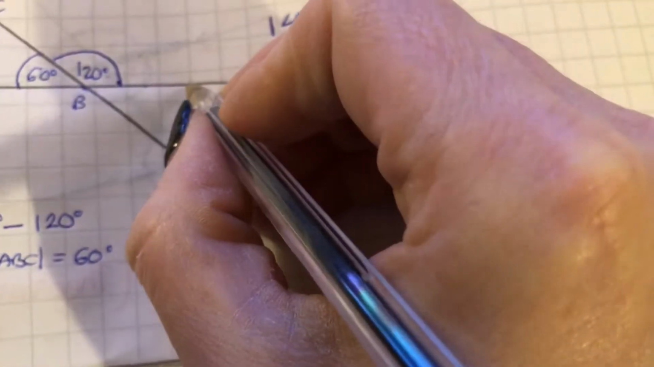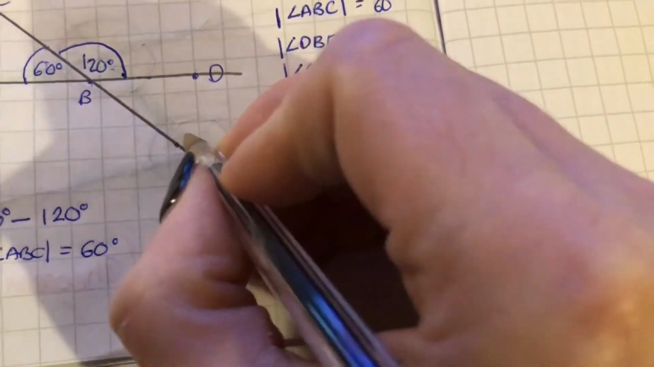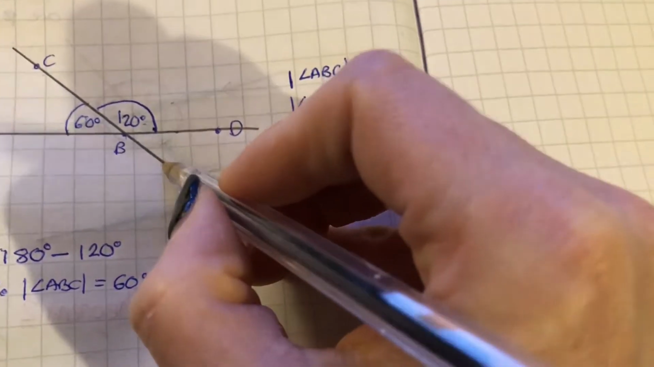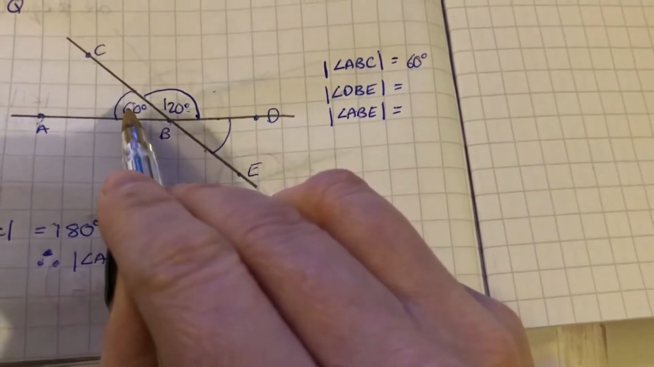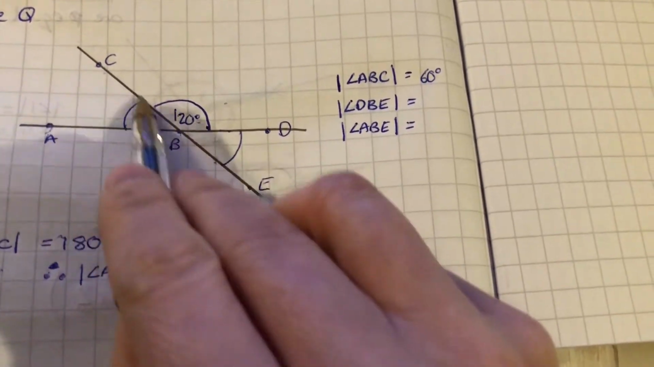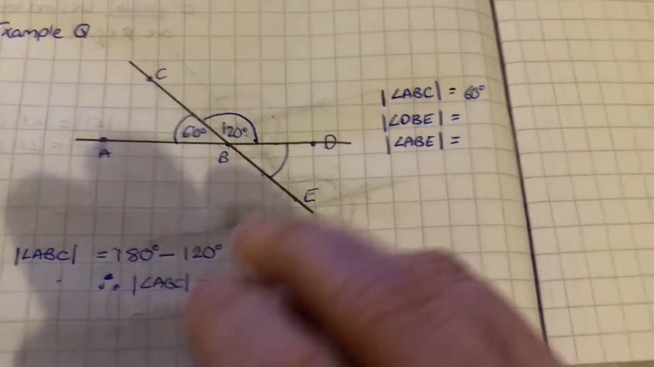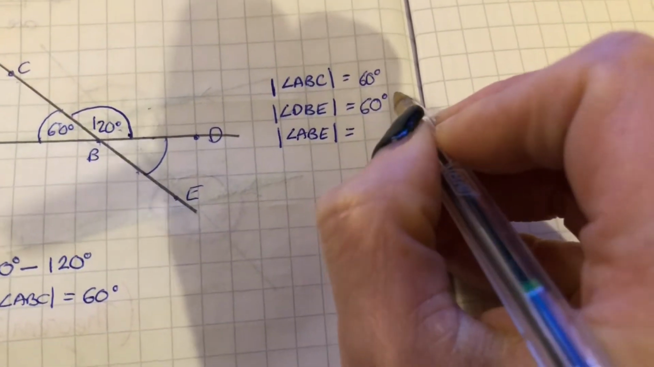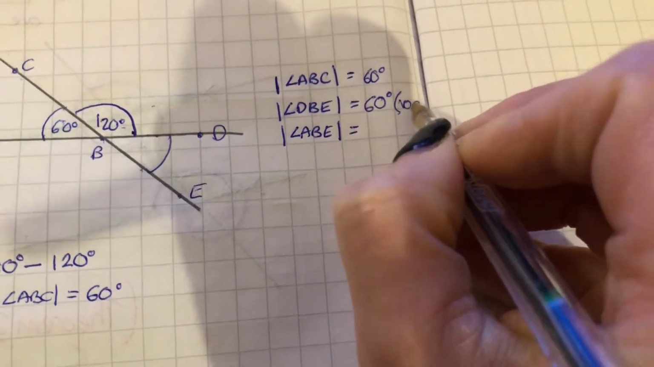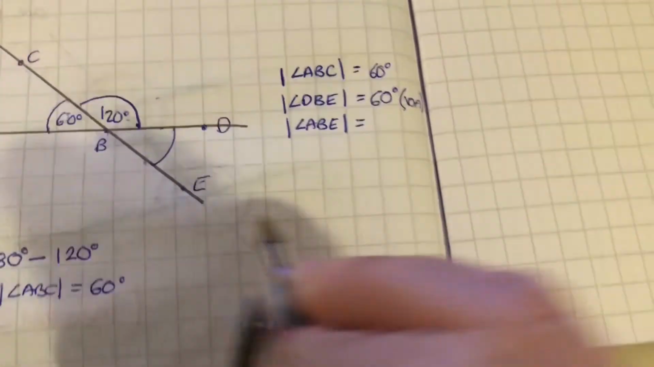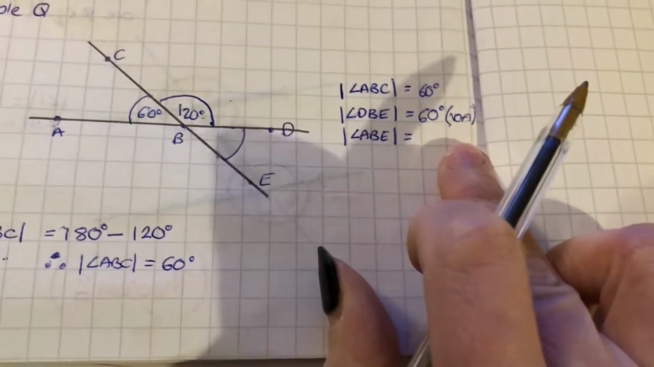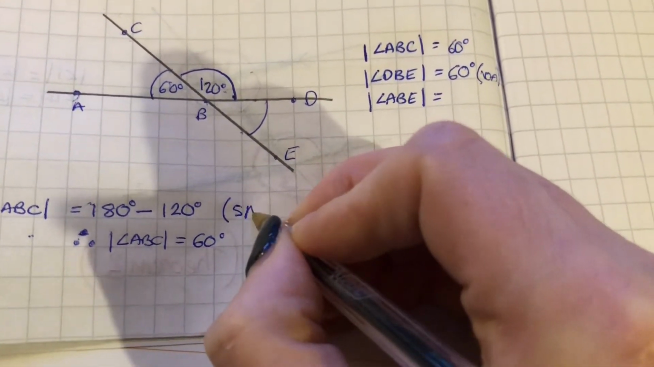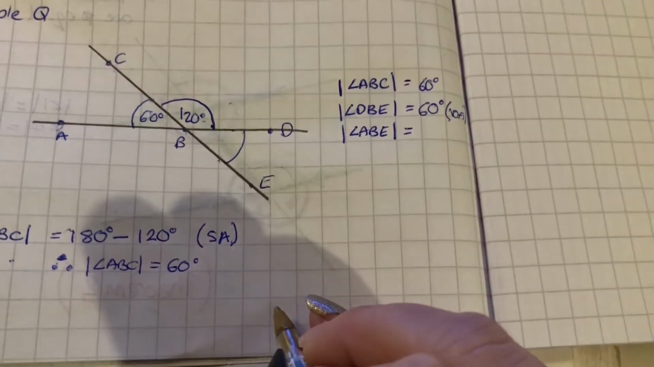So I'll just add them on here, D and E. If I look at the angle D to B to E, that's this one. Well, that is vertically opposite the angle that we have just calculated. So therefore, it must be equal in measurement. And I'm going to write VOA, vertically opposite angles. And down here, I'm going to write SA for straight angles.